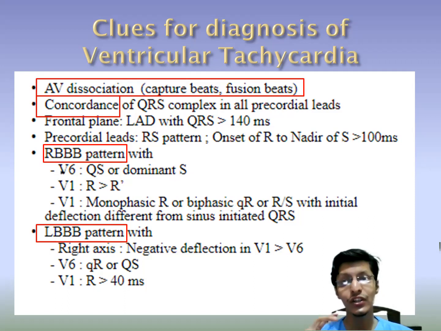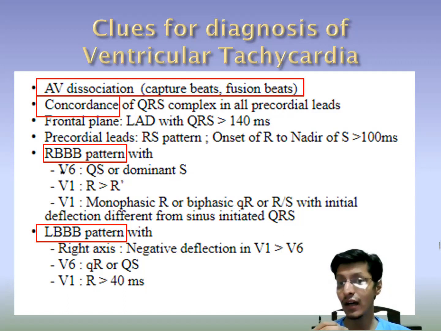Second, you will see concordance in the QRS complexes. All the QRS complexes will be in the same direction in the precordial leads. Third, what we remember is that they have a broad complex QRS along with left axis deviation, and the rest we forget. Then, in precordial leads, you have an RS pattern that is known as the Josephson sign and the Brugada sign. This we will see in the further slides. And in the downslope, you will have a slurred S wave. Again, we'll see which is a Josephson sign and which is a Brugada sign.